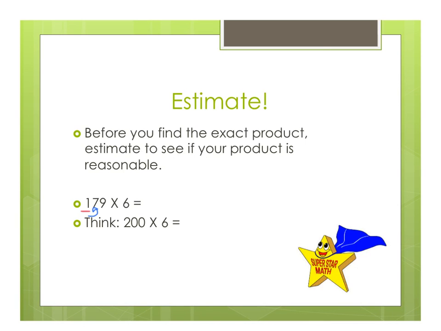Our second factor of 6 is going to stay the same for our estimate. Now, using basic facts, I can multiply 2 times 6, which is 12, and bring over my 2 zeros for an estimate of 1,200. This tells me when I actually find the product of 179 times 6, my product should be around 1,200.